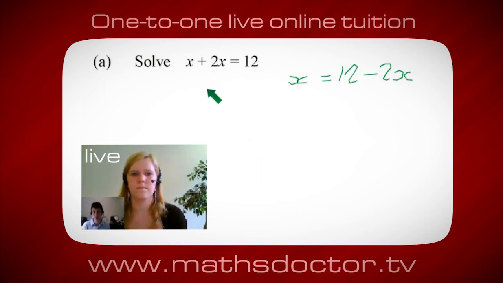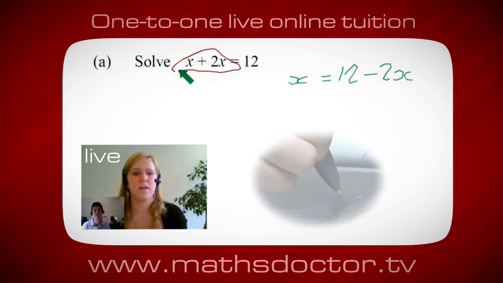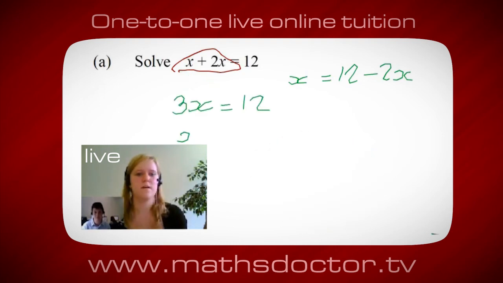A lot of the time we want to get x by itself, but what we want to do first is get all of these x's together. So can you see anything we can do with this? Get all these together in one place. Oh, okay, it's 3x, isn't it? Yes, absolutely. 3x equals 12. Oh, and so x equals 4. Brilliant, spot on, well done.